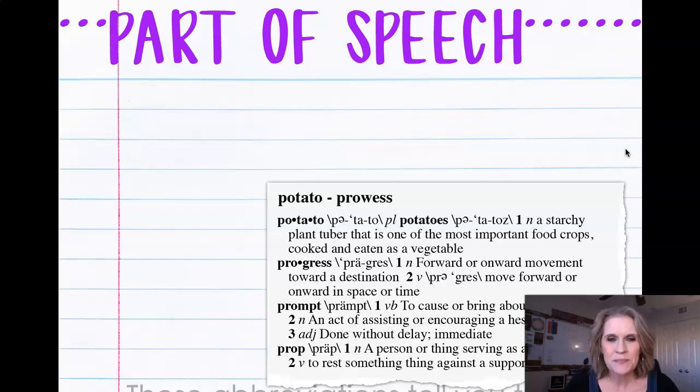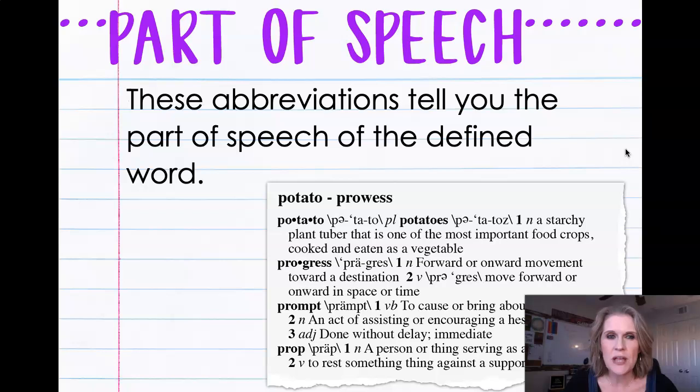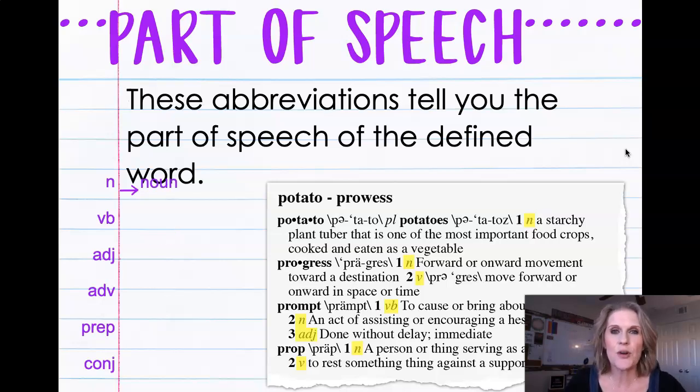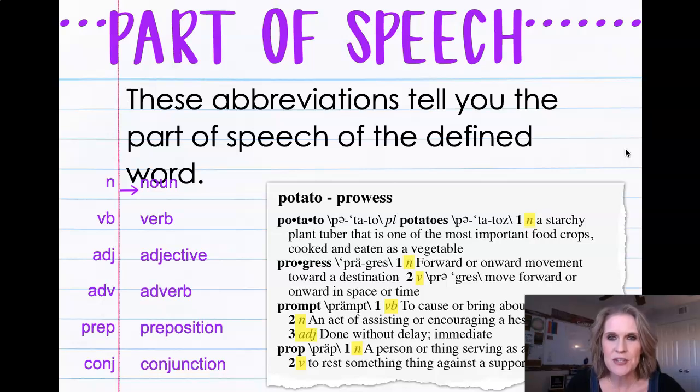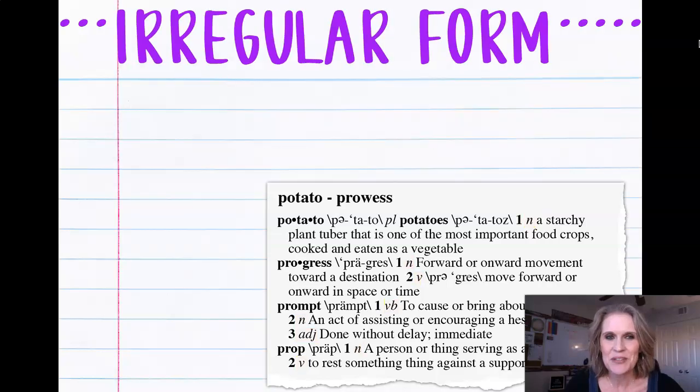Part of speech. This section, or these abbreviations, will tell you what part of speech the defined word is. For example, nouns, verbs, adverbs, adjectives. These abbreviations tell you the part of speech. N means noun, VB means verb, adjective, adverb, preposition, and conjunction. So you can find the part of speech in the dictionary as well. Pause whenever you need to.